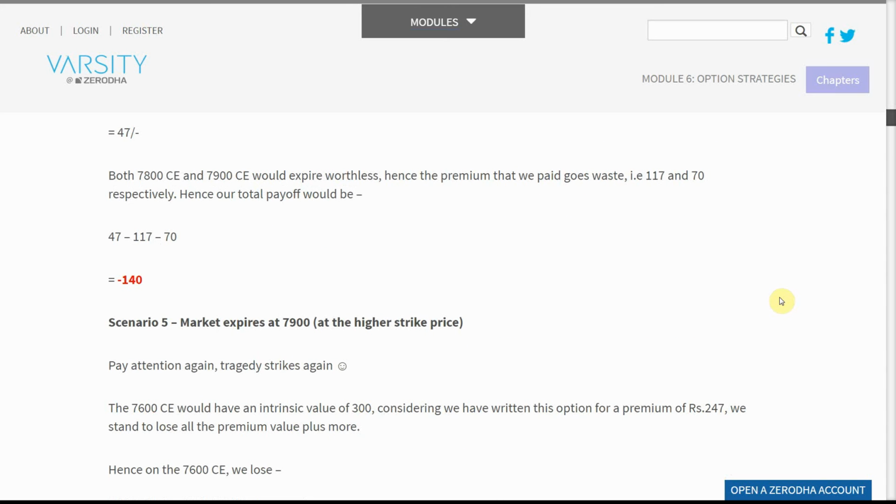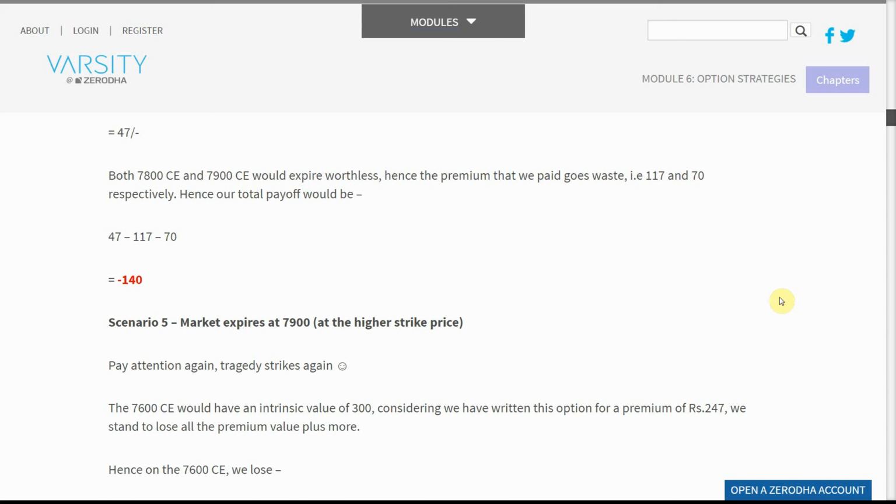Both 7800 CE and 7900 CE would expire worthless. Hence the premium that we paid goes waste, i.e. 117 and 70 respectively. Hence our total payoff would be 47 - 117 - 70 = -140. Scenario 5: market expires at 7,900, at the higher strike price.